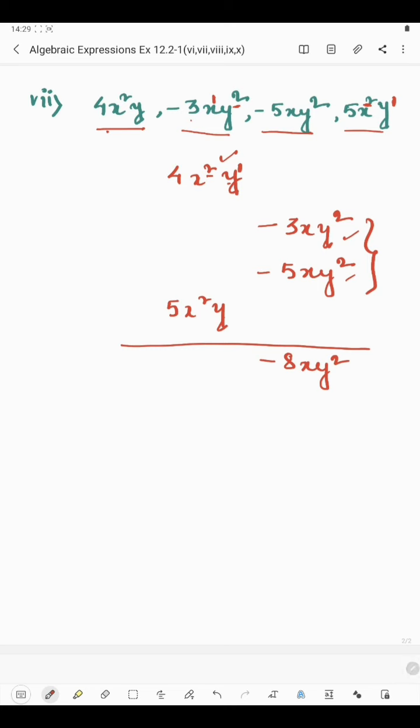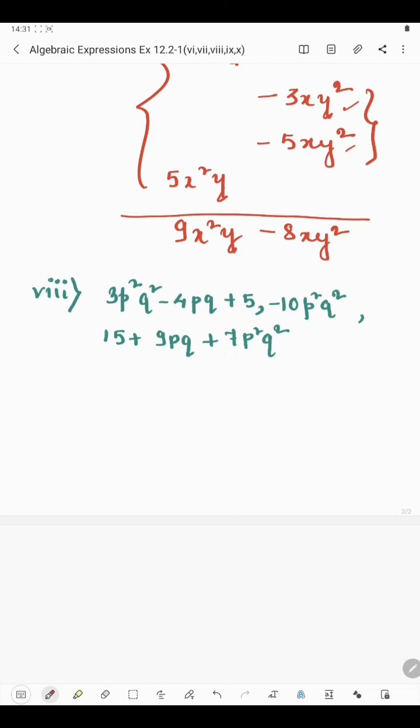Okay, now we will add these and this because these two are like terms. So 5 plus 4 is 9, and we'll write the variable part, which is x square y. So the answer of this will be 9x square y minus 8xy square. Okay, now coming to the next part.